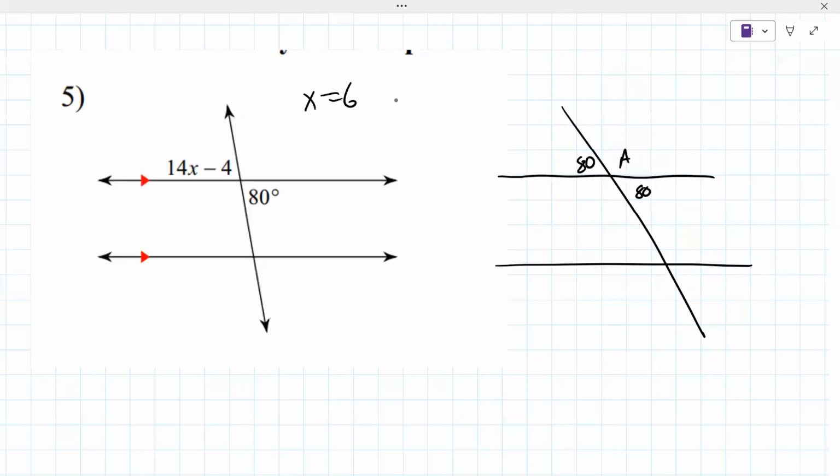Can you find the other letters? Can you tell me A, B, C, D, E, and F? A would be 100, B would be 100, and then C would be 80, D would be 100, and then F would be 80, and E would be 100. Okay. That is really good.